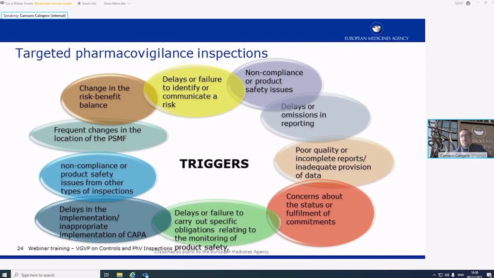And besides the routine pharmacovigilance inspection, we also have the targeted pharmacovigilance inspection. This targeted inspection may arise when we have one or more triggers. The triggers that I would like to highlight are a change in the risk-benefit balance of the products, or delays or failure to identify or communicate a risk. It could also be non-compliance or a product safety issue, or again delays or missing reporting. By reporting, we mean not only adverse events, but also reporting related to signals. As you know, they require 30 days notification, or if there is an emergency safety issue that requires urgent regulatory action, it should be reported no later than 3 working days.